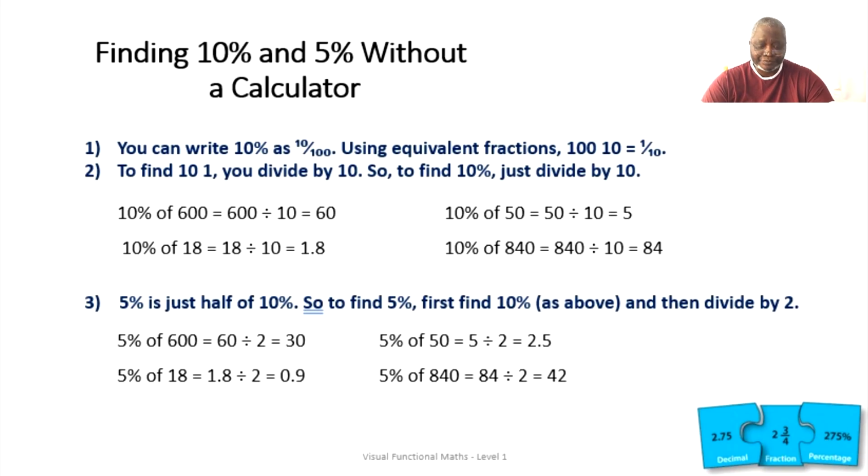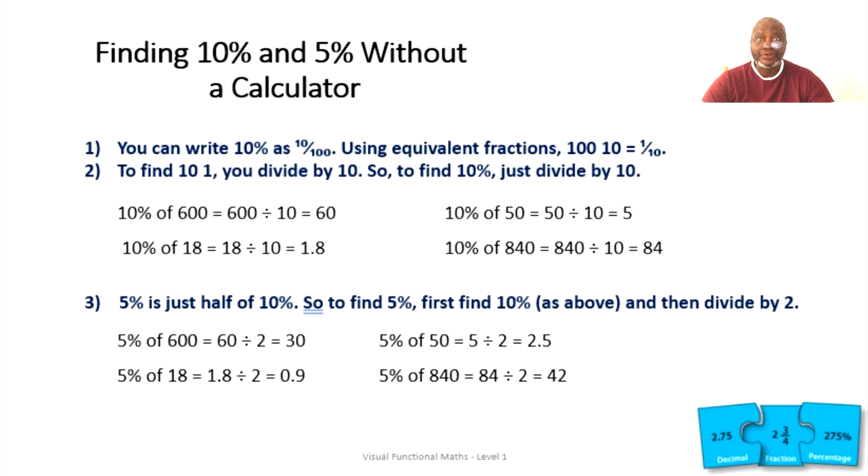You got it. So 5% of 600 is equal to 60 divided by 2, which is 30. 60 is 10% of 600. And that's how you apply it to all these examples. 5% of 50 is equal to 5 divided by 2, because 5 is 10% of 50. And then you just have half that. That is 2.5. 5% of 18 is equal to 1.8 divided by 2, which is 0.9.